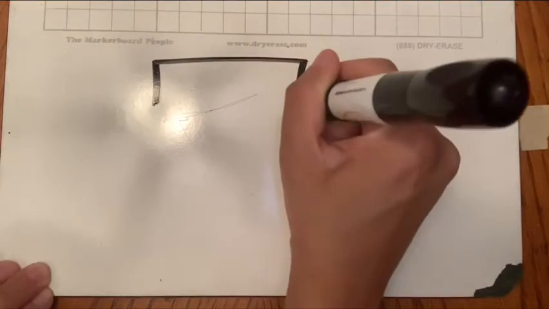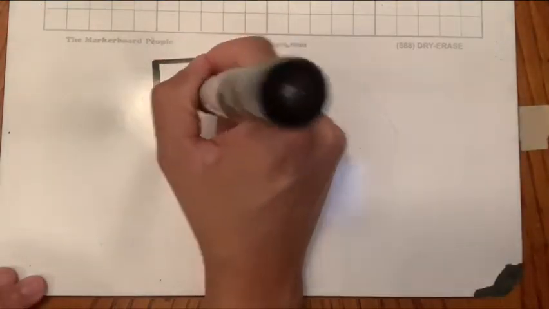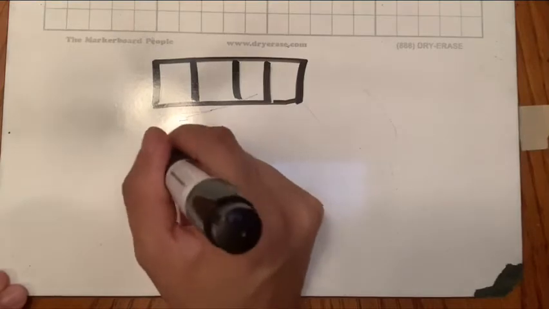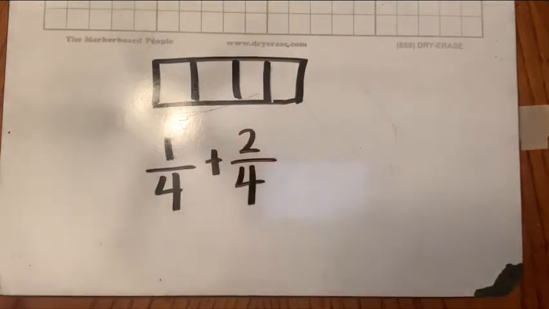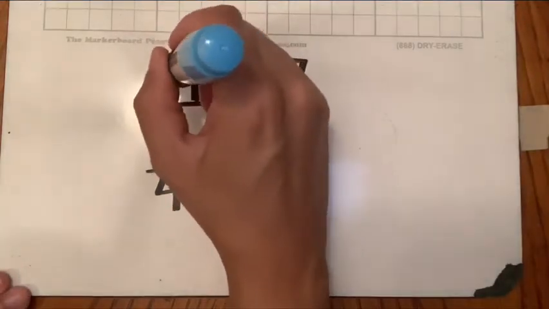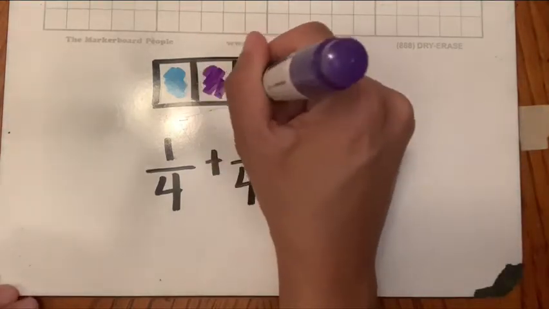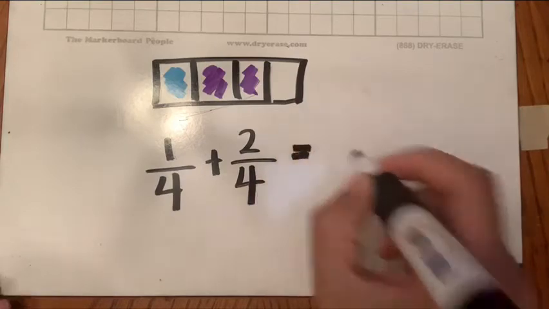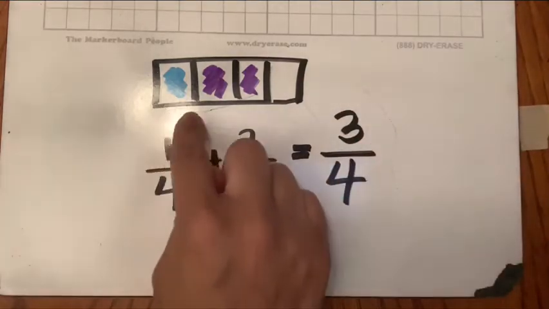I'm going to make a tape diagram here. And let's see, I'll cut it into fourths, okay? And I'm gonna write a number sentence here, and I'll say 1/4 plus 2/4. So that means I'm going to go in and shade in 1/4. And I'm going to add 2 more fourths, 2/4. So 1/4 plus 2/4 equals what? 3/4, right? 1, 2, 3.